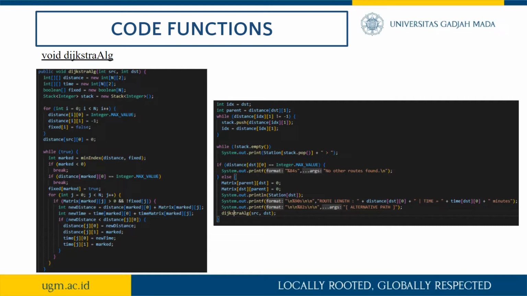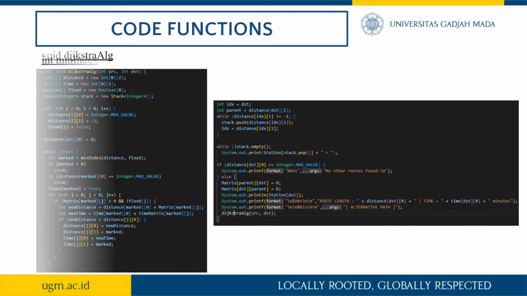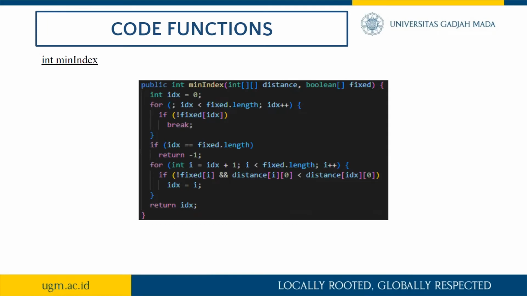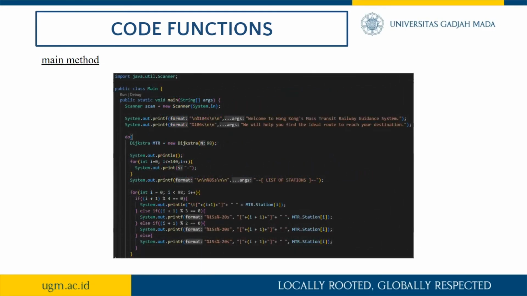It also loops recursively until no path can be made. The last function in the Dextra class is called the integer min index. This is a utility function to find the vertex with the minimum distance. Next is the main method.